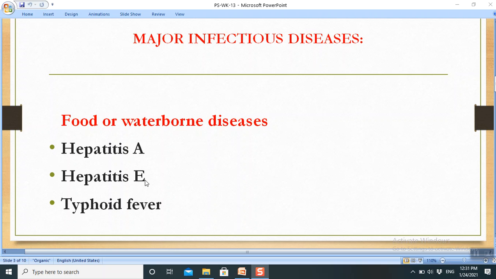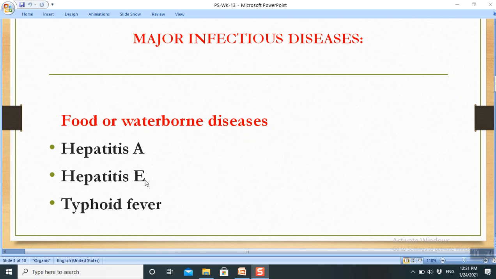Hepatitis E is a waterborne viral disease, and it attacks the liver. The common symptoms are jaundice, you know it; second, fatigue, meaning the body feels tired; abdominal pain, meaning the patient feels pain just below the belly; and the urine color is dark.